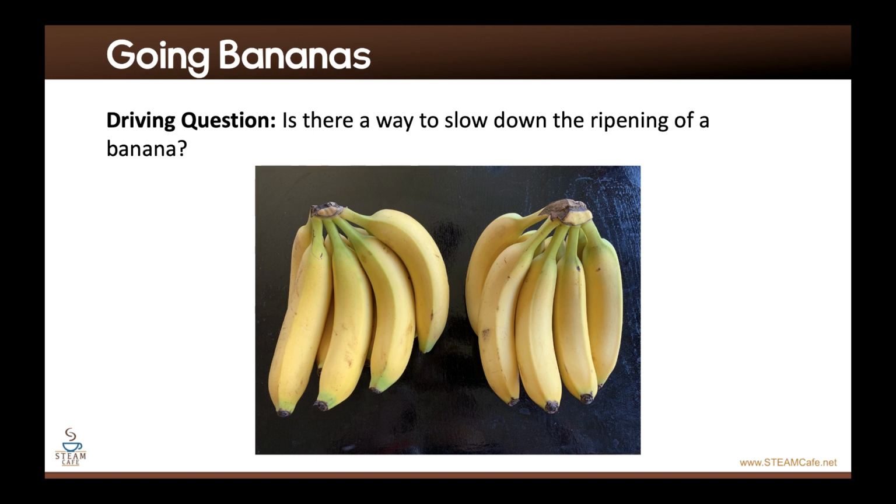So I had this driving question: is there a way to slow down the ripening of a banana? And what is the best way to slow down the ripening of the banana? And if you go on the internet, there are 1,000,001 different sites that talk about how to preserve, or I should say slow down the ripening of a banana. So what you see here, and what I did, is I looked at all those methods.